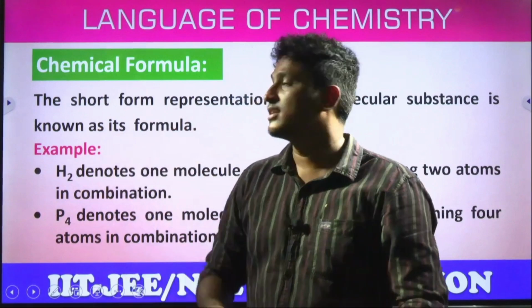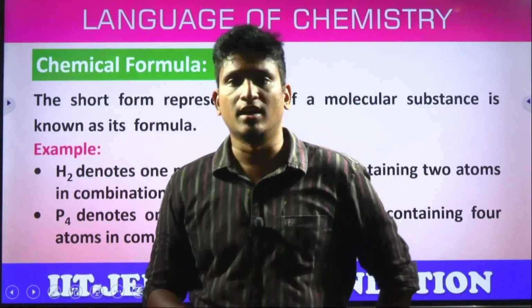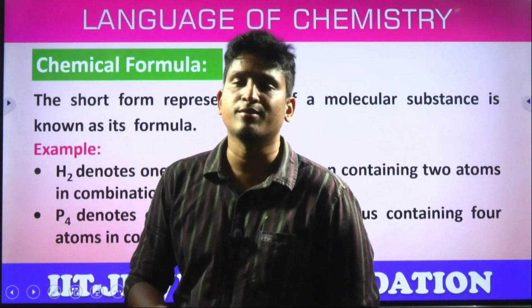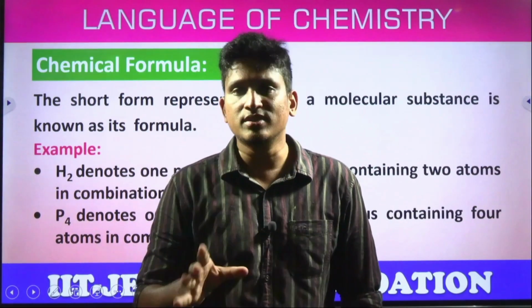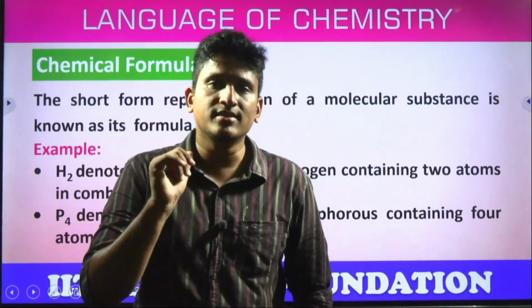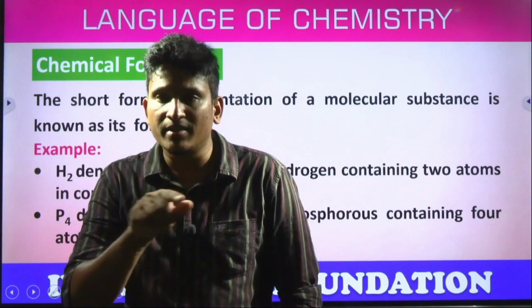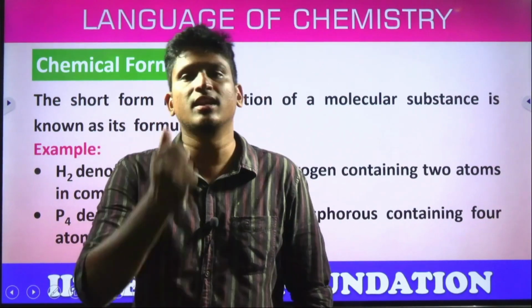So what is a chemical formula? How can we represent a chemical formula? A chemical formula is a shortcut representation of a molecule or a compound using symbols and subscript numbers. What do the symbols indicate? The elements present in the molecule. What does the subscript number indicate? How many atoms of that element are present in the molecule.